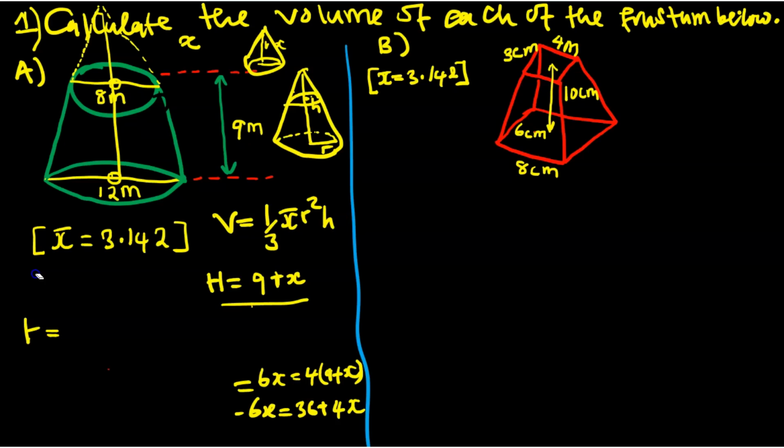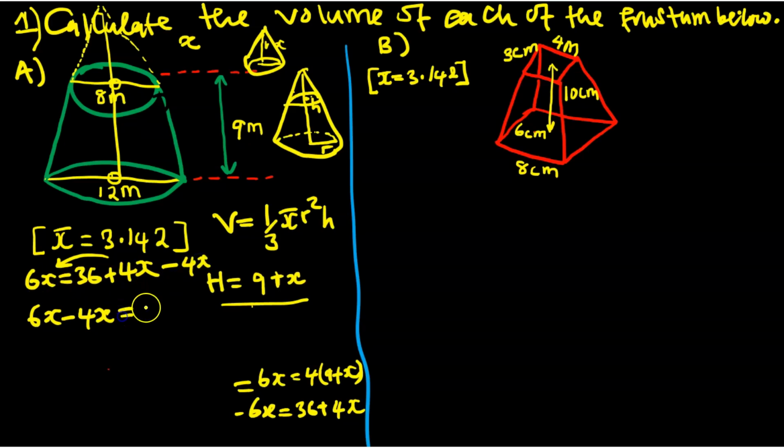So let me go back here and clean just this part. So now we continue with this one. At this point we have this expression, 6x is equal to 36 plus 4x. Now we collect the like terms: 6x minus 4x, since the additive inverse of 4x is negative 4x, and we also subtract it on this side. So 2x is equal to 36.